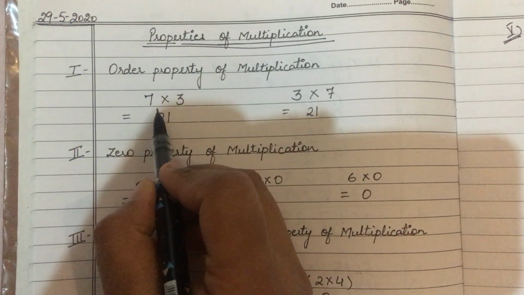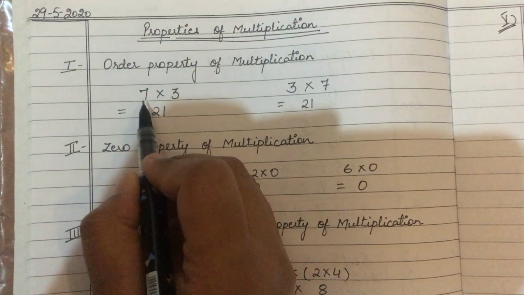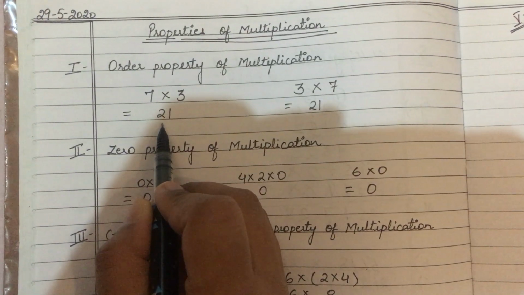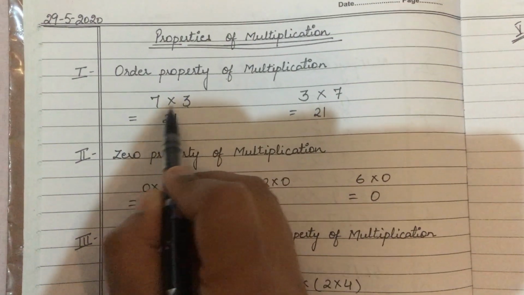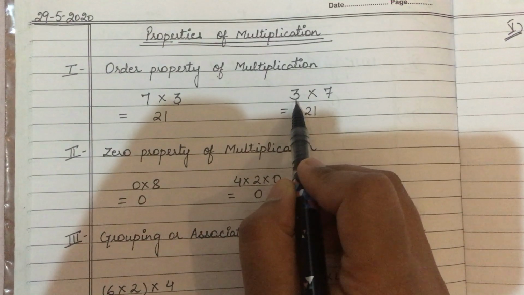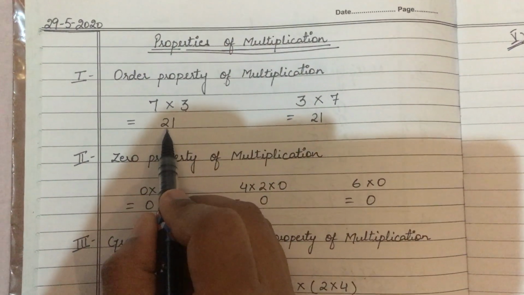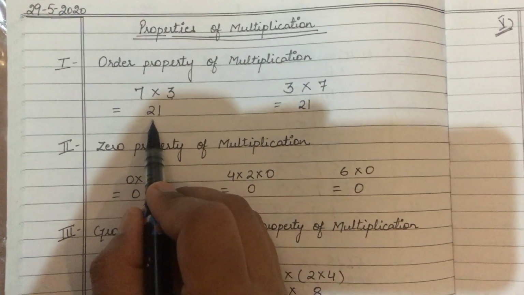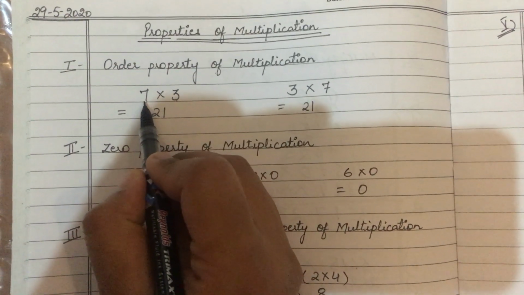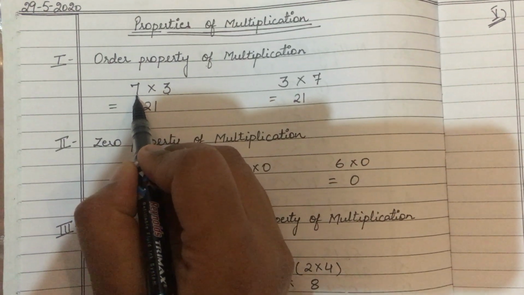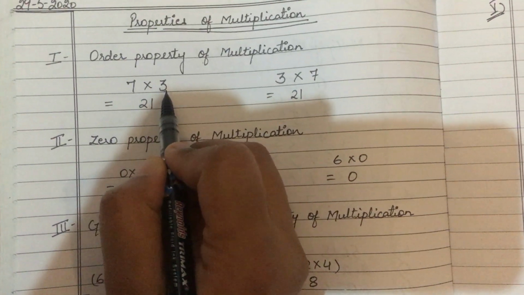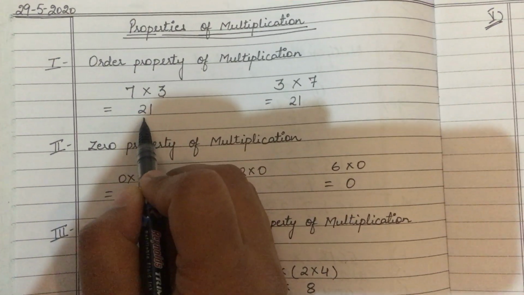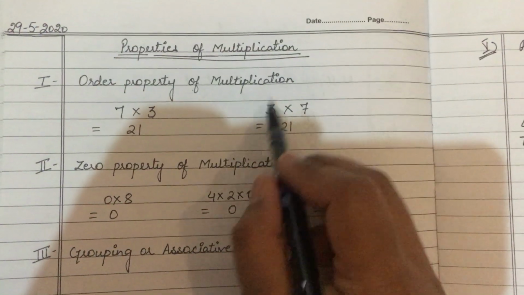Like I already told you, when we multiply two numbers, they are known as the factors of the given number. So, if the factors change in their order, the product remains the same. Here you can see that 7 we have kept at the first place, then multiplied by 3. The answer, 7 multiplied by 3, is 21. And in the same way we changed the order.